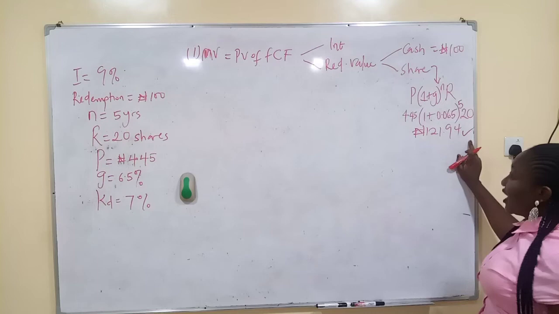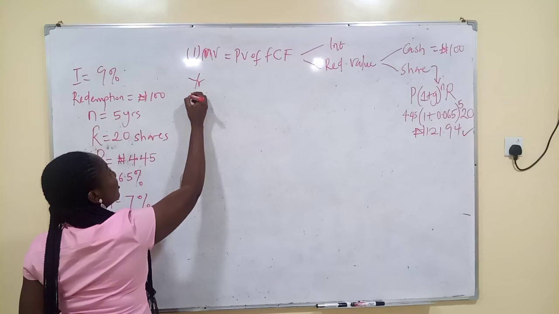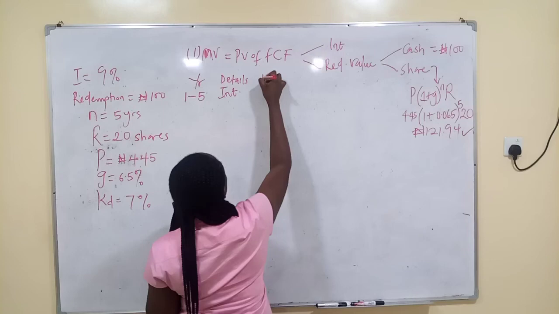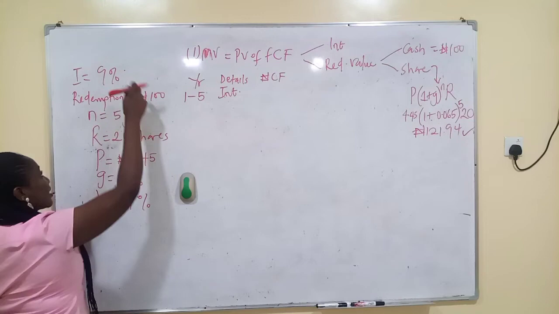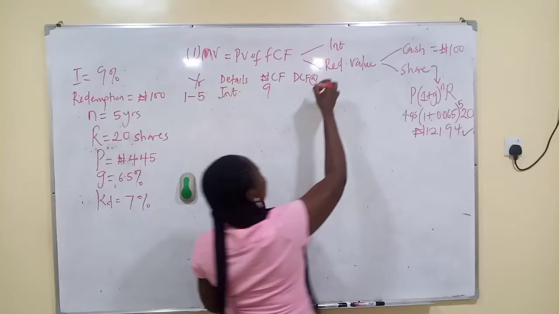Don't forget that you describe the scenario, describe what's happening. This is just in working notes. So you have years 1 to 5. They will collect interest, or coupon. How much is that cash flow? 9% of 100. Coupon is calculated on face value. That's 9 naira. Put your discount factor. At how many percent? You discount at 7%. Write that.